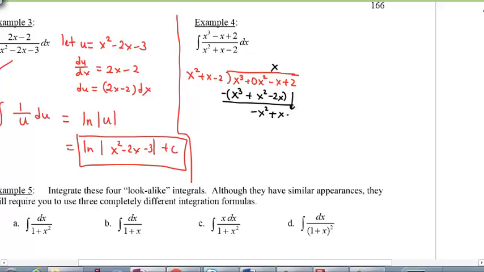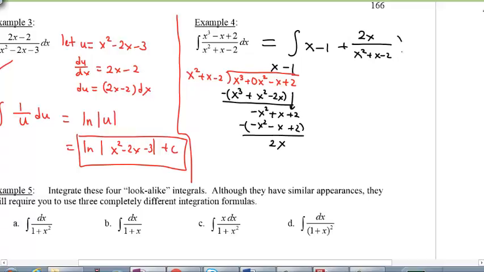And then I'm going to drop down the 2 and ask yourself: x squared times what gives you negative x squared? It's negative 1. And if we subtract here, you'll get 2x. So what did you just say? You just said the following: I can now rewrite this integral as the integral of the quotient x minus 1 plus the remainder, which is 2x all over x squared plus x minus 2. And I'm going to have to integrate this.